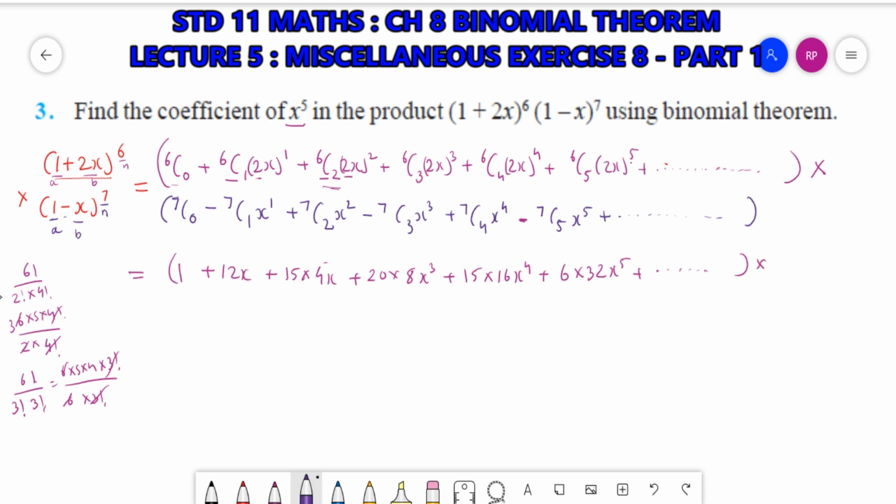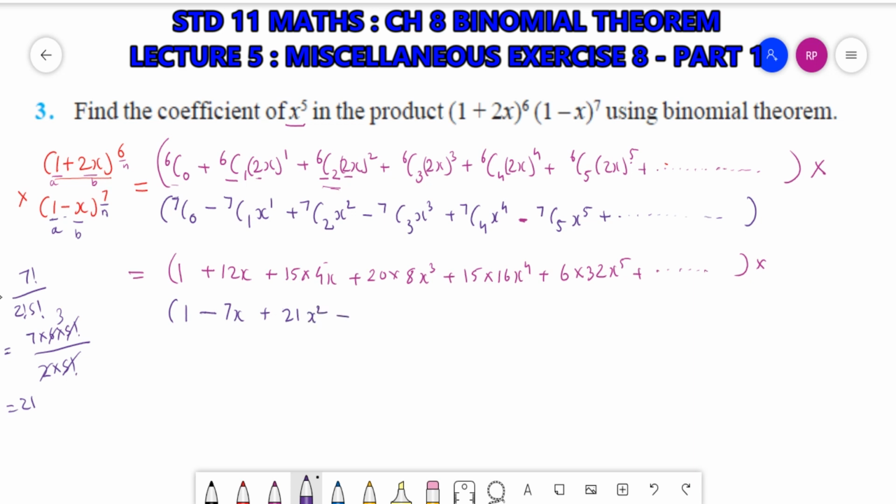Multiply by. Now for (1 − x)^7: 7C0, that is 1, minus 7C1, that is 7x, plus 7C2, that is 7 factorial upon 2 factorial into 7 minus 2, 5 factorial. 7 into 6 into 5 factorial upon 2 factorial into 5 factorial. 2 ones are 2, 3 sevens are 21. Okay, so this will be equal to 21x square.